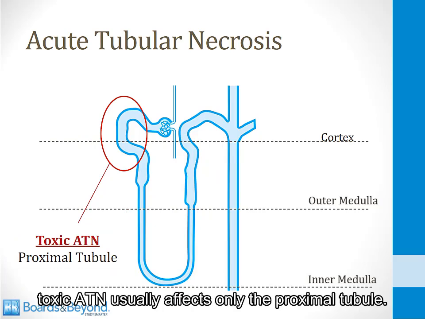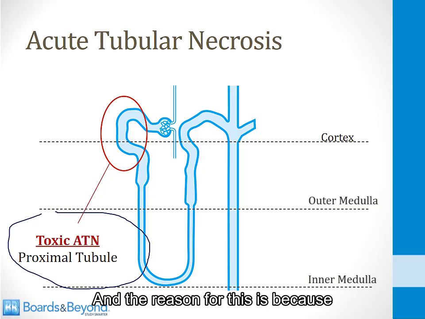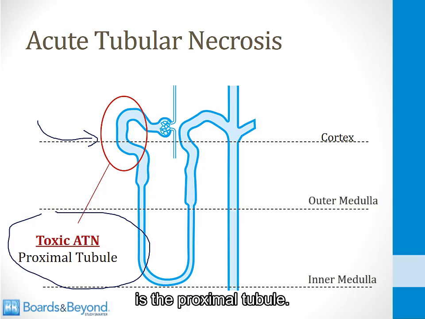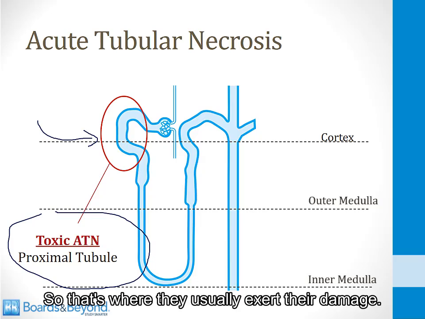In contrast, toxic ATN usually affects only the proximal tubule, and the reason for this is because those toxins are filtered, and the first thing that they encounter is the proximal tubule, so that's where they usually exert their damage.